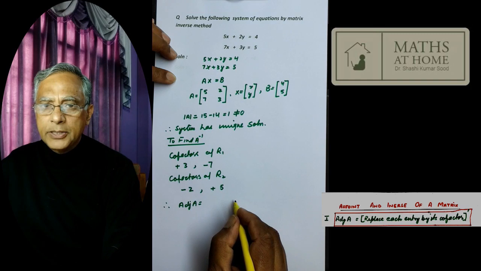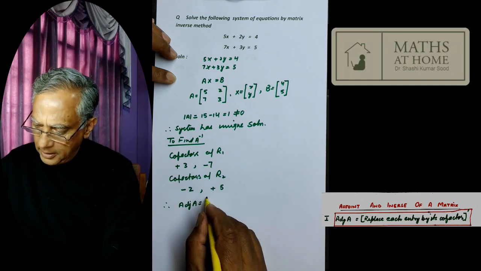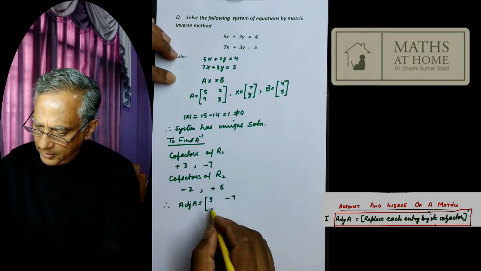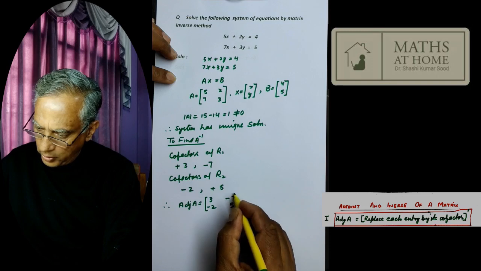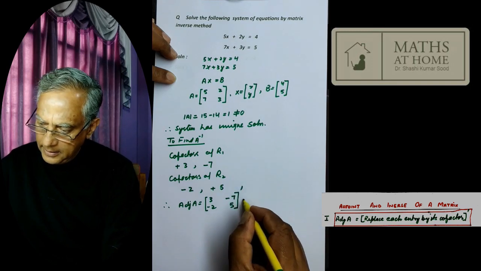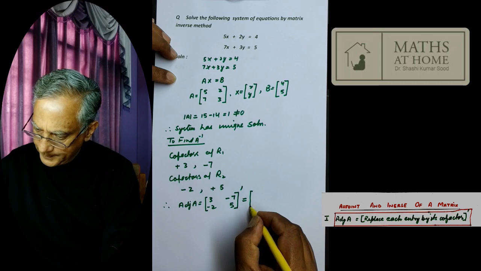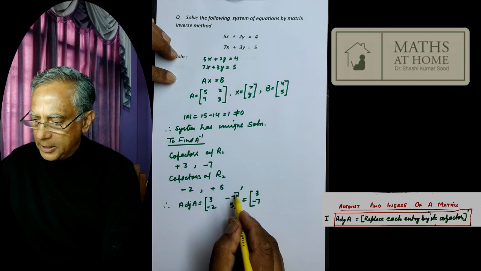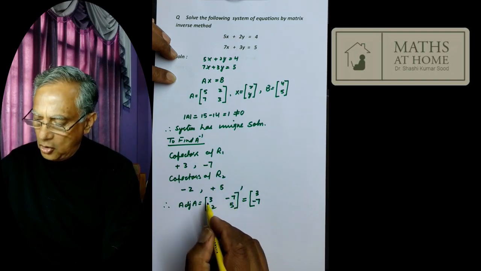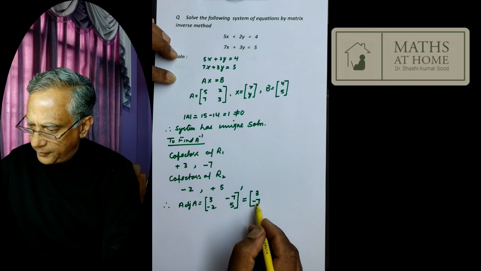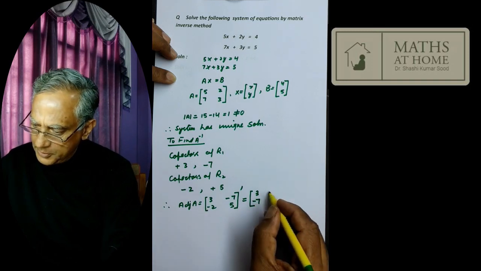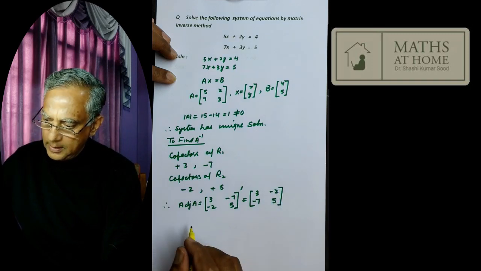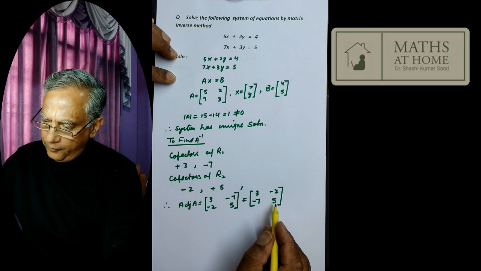Therefore, adjoint of A is equal to: replace each entry by its cofactor and take the transpose. Now replace each entry by its cofactor: 3, minus 7, minus 2, 5. And take the transpose. Transpose is interchange the rows and columns. 3, minus 7 will become the first column. This row will become second column: minus 2, 5. This is adjoint of A.